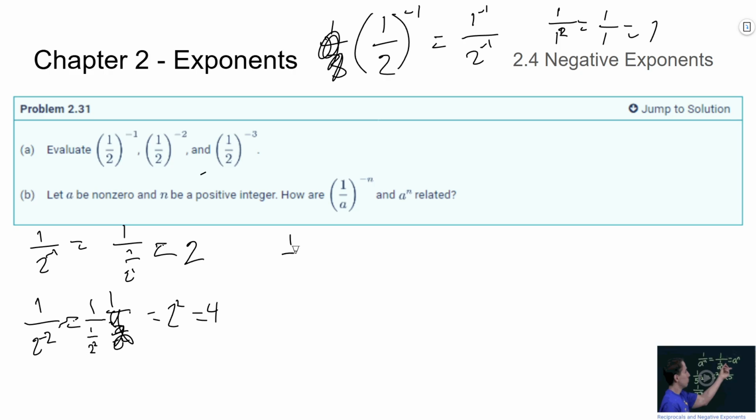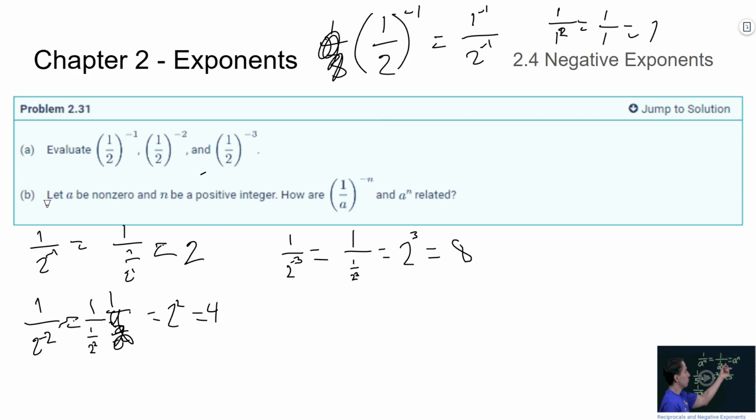All right. And then this third one here, same idea. It's going to be 1 over 2, and then the exponent gets applied to the denominator, so 2 to the negative 3 is going to end up being 1 over the reciprocal of 2 to the third, and the reciprocal of a reciprocal, once again, would be 2 to the third, which would equal 8.